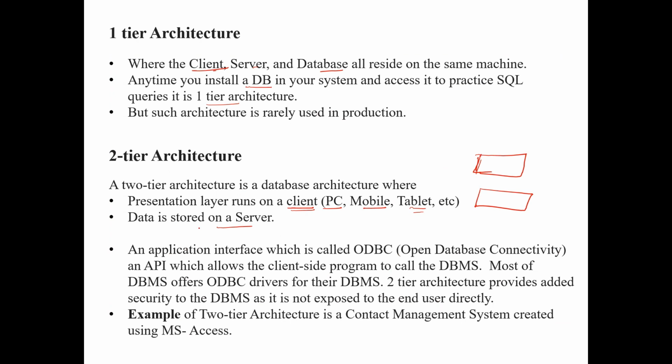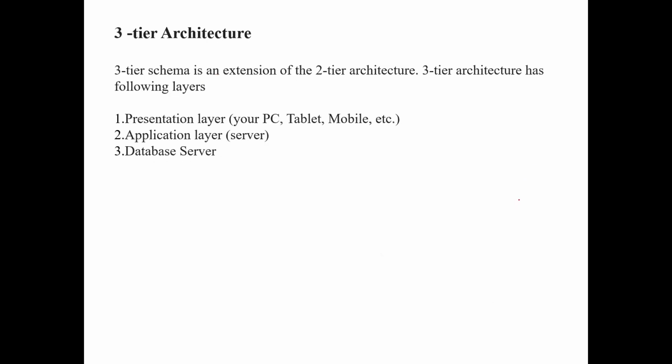For example, if I write the application program in Java, through JDBC or ODBC connectivity we access the database. The database I can create by using MySQL, Oracle, PostgreSQL, or any other organization. For example, IBM uses its own IBM database, DB2.